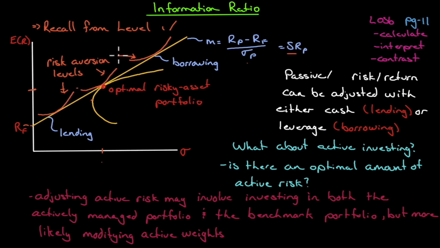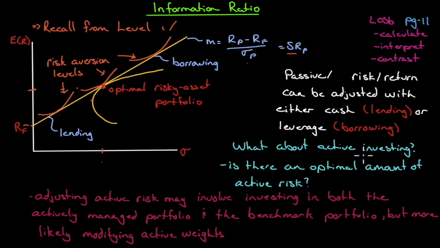Our investors might have different levels of risk aversion, which will lead them to either be in a borrowing portfolio, a leveraged portfolio, or a lending portfolio. Their Sharpe ratio remains the same, but they can target the level of risk that they want. Of course, they'll be modifying the level of return that they want. This is all fine for a passive fund or a passive strategy where you're going to hold a position in the optimal risky asset portfolio and the risk-free rate, and there you go. Risk and return can be adjusted with either cash, a lending portfolio, or leverage, a borrowing portfolio.